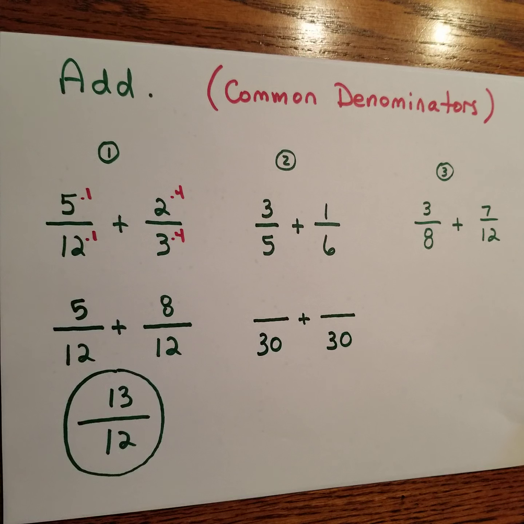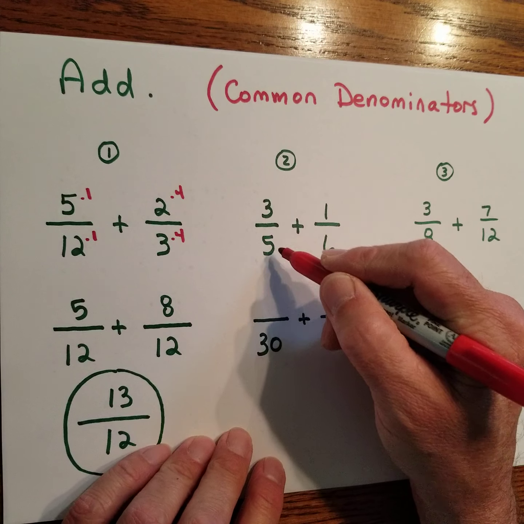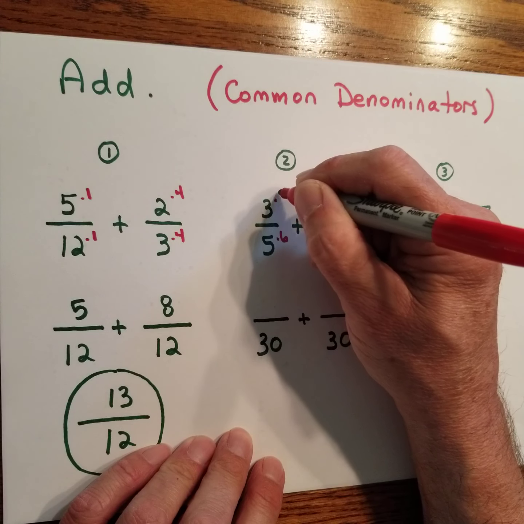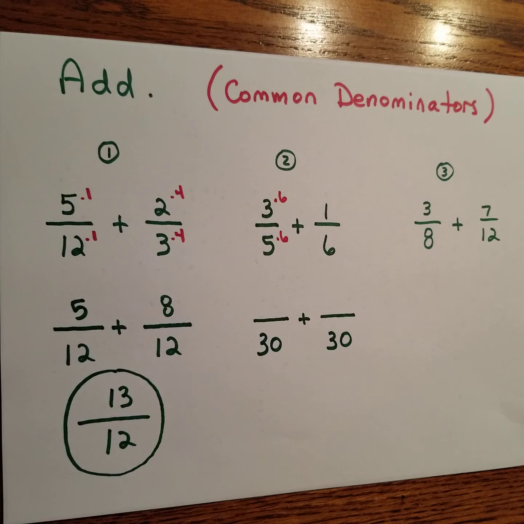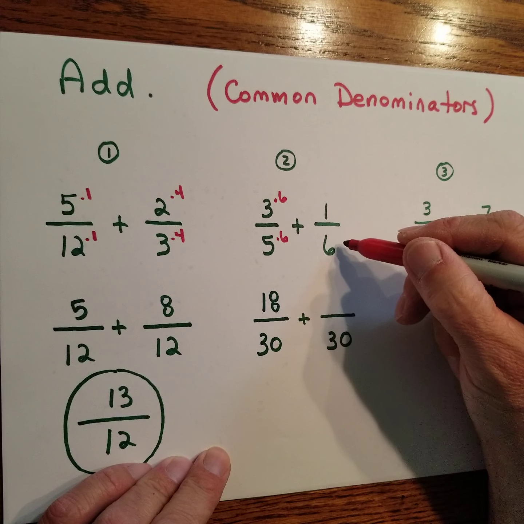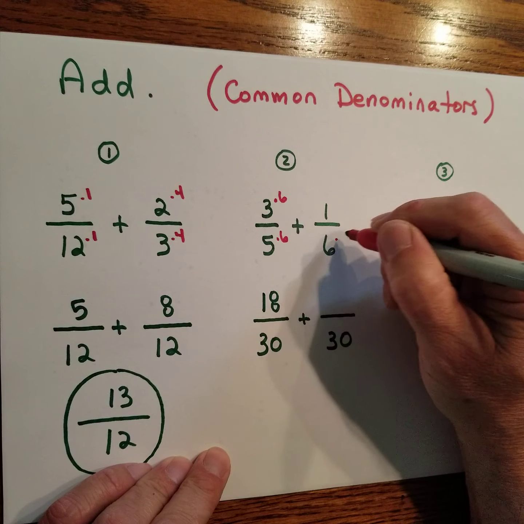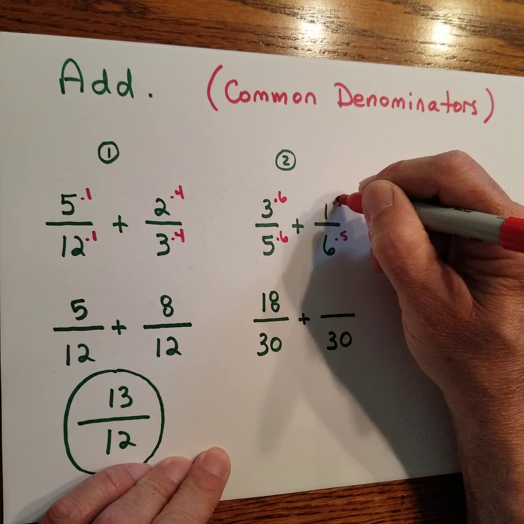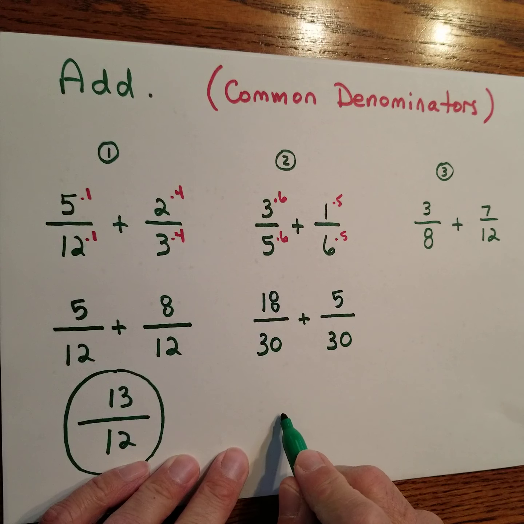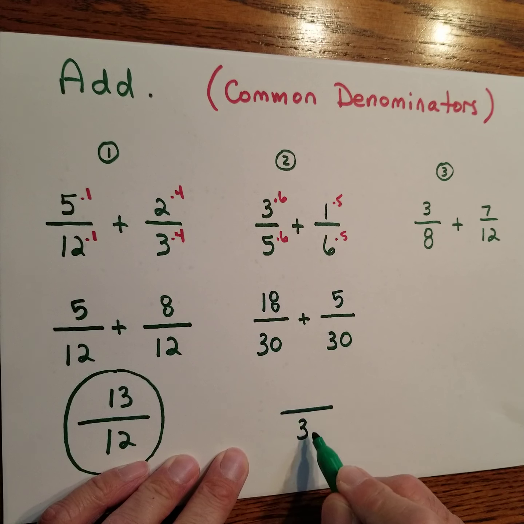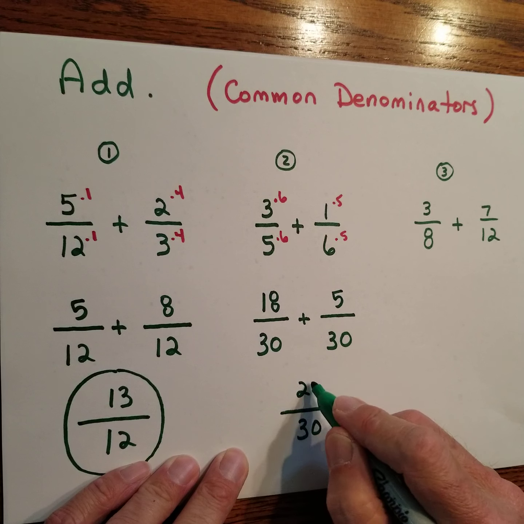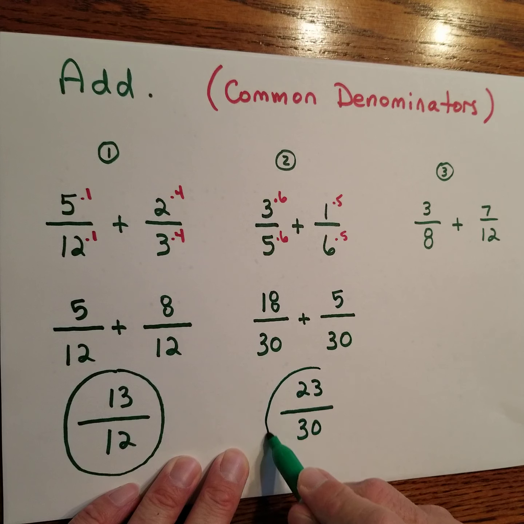Now let's get the numerators. What do you multiply times 5 to get 30? Is 6. So we multiply the top by 6. What do you multiply times 6 to get 30? Is 5. So we'll multiply the top by 5. Now keep the common denominator and add up the numerators. 18 plus 5, that's 23. Beautiful.